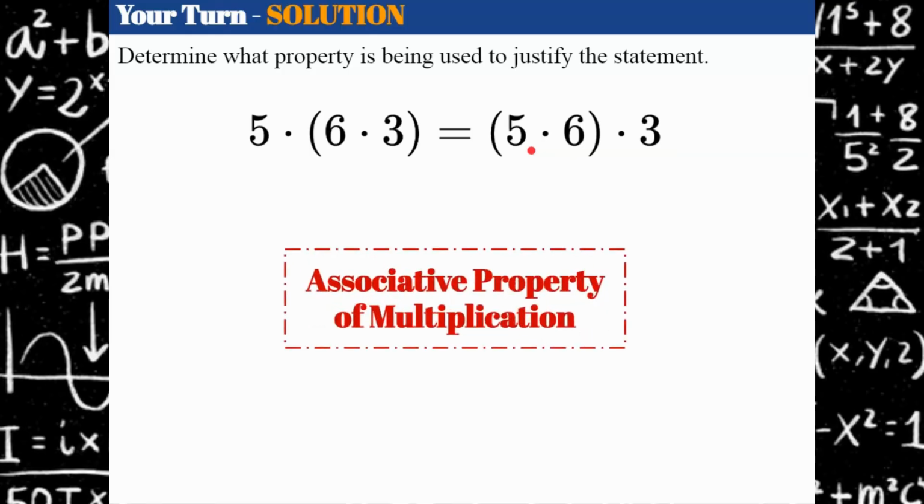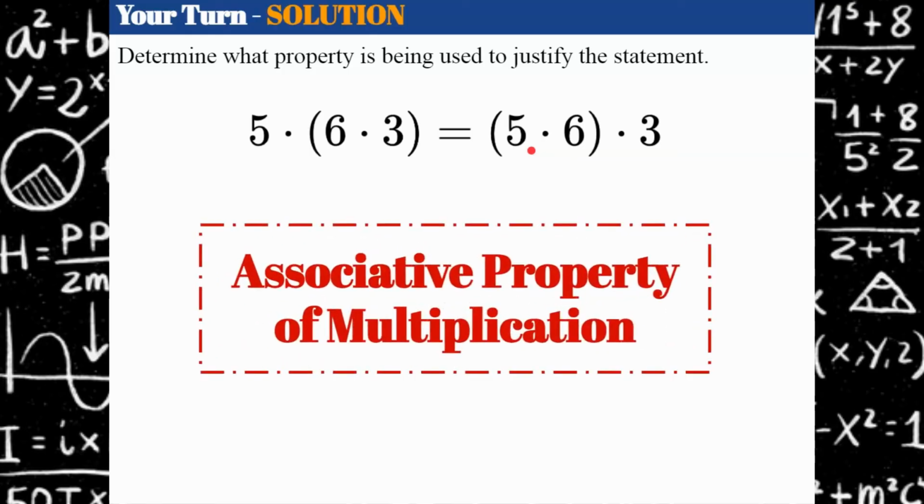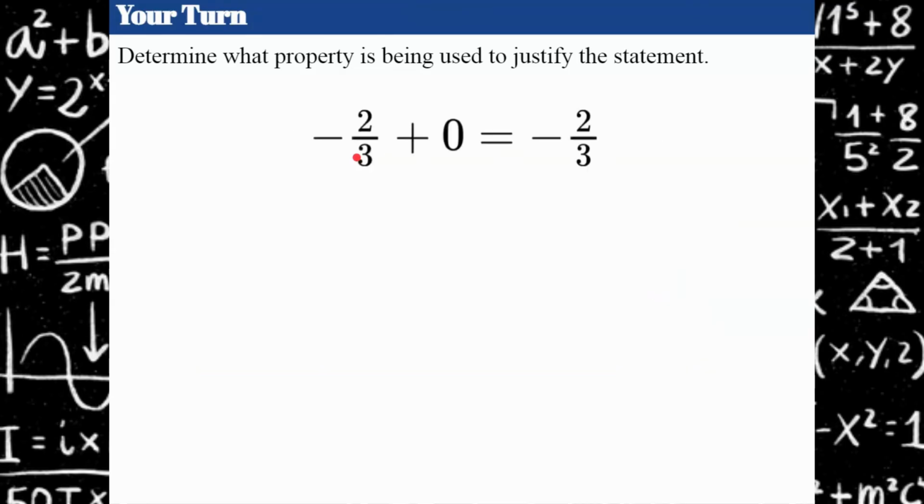Welcome back. Our answer is the associative property of multiplication. When you have repeated multiplication, which we have 5 times 6 times 3, you can group a pair of numbers, and then multiply by the third, and which two you multiply first does not matter. All right, your turn. Please pause. Come back when you're ready.